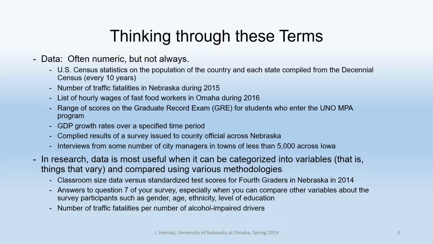So, for example, answers to question 7 of your survey, right? Where you compare other variables about the survey participants to gender, age, ethnicity, level of education. So whatever you asked in question 7 of your survey that you issued to people, you can actually compare it to these other variables. So the number of traffic fatalities per number of alcohol impaired drivers, as I mentioned earlier. So data in and of itself, one piece of data is interesting, and it could be very meaningful, but typically we compare data across variables.